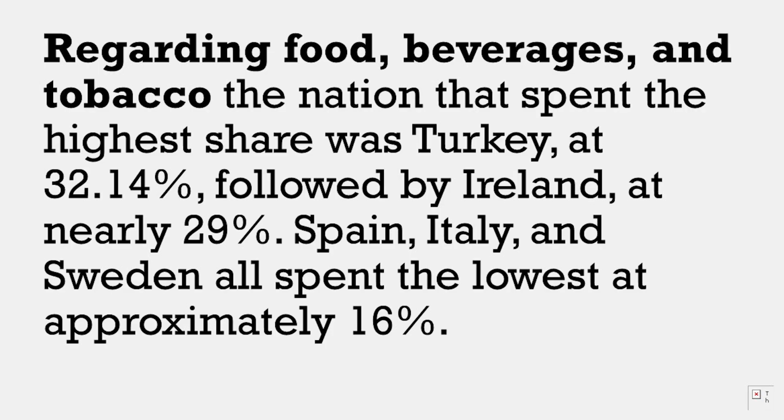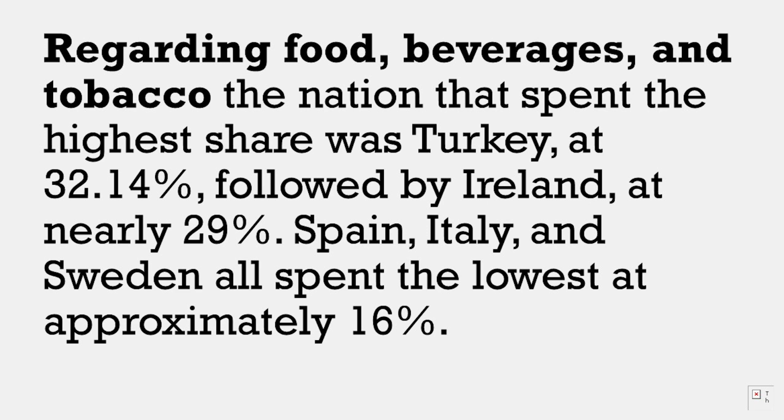So that's my topic phrase. This is telling the reader this paragraph is about food, beverages, and tobacco, and suggesting that I've structured my report by spending category. And then I go on to give the data. The nation that spent the highest share was Turkey at 32.14, followed by Ireland at nearly 20%. Spain, Italy, and Sweden all spent the lowest at approximately 16%.